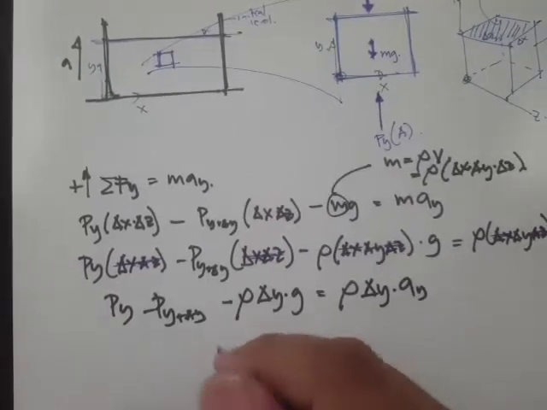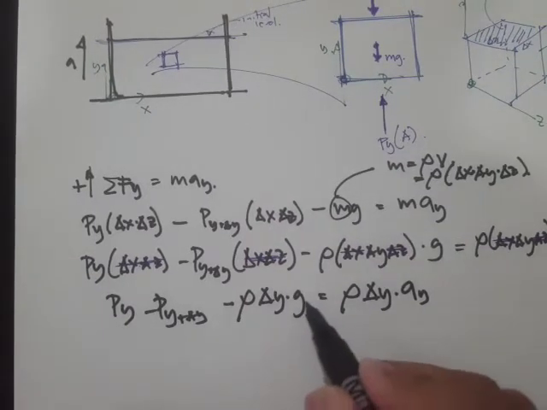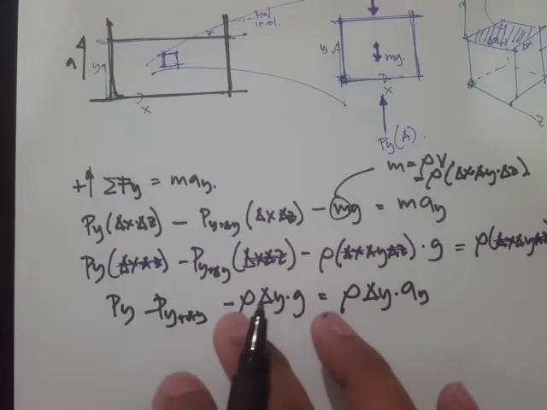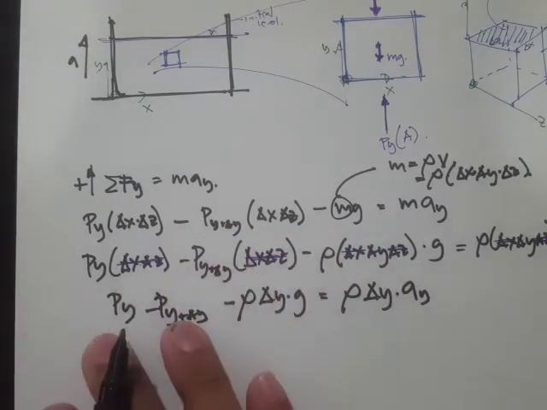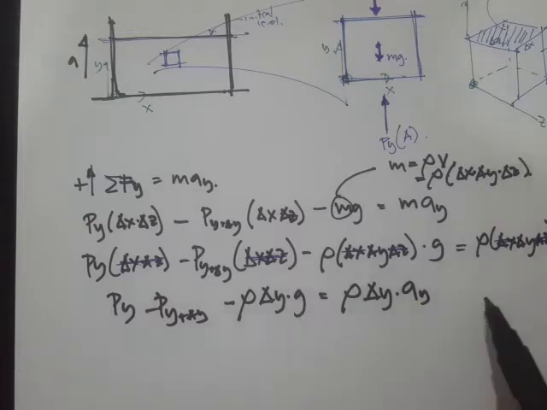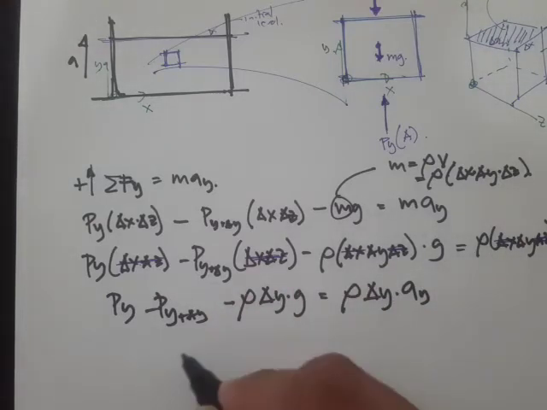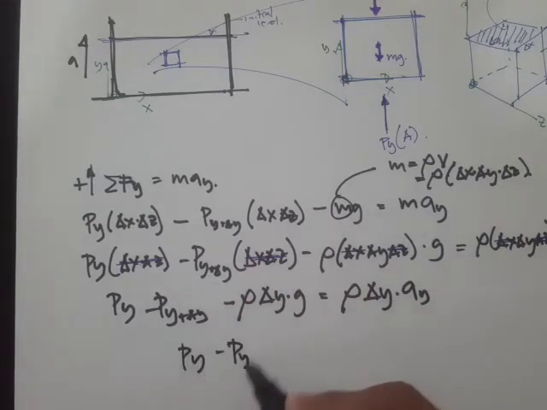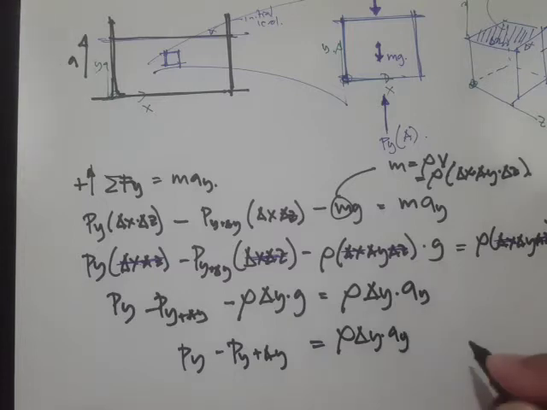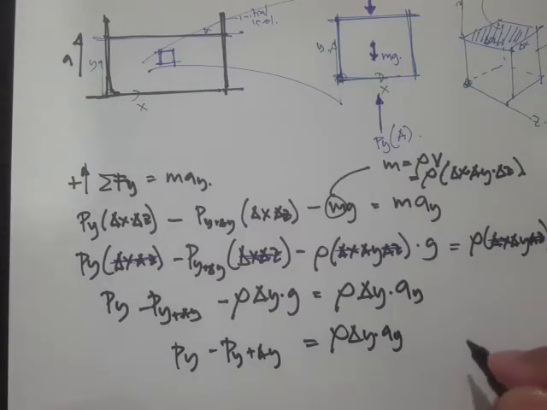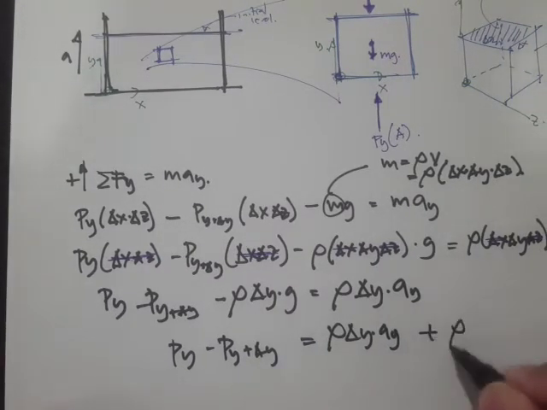Okay, so let's simplify further. Let's retain the pressure on the left hand side, and transpose this term to the right hand side. So p sub y minus p sub y plus delta y is just rho delta y times a sub y, plus rho delta y times g.